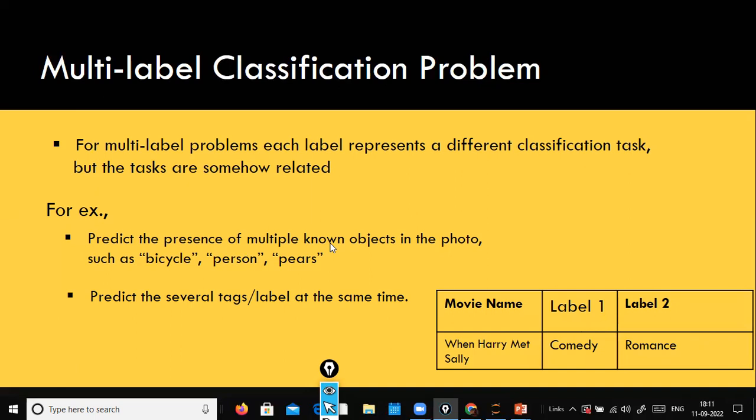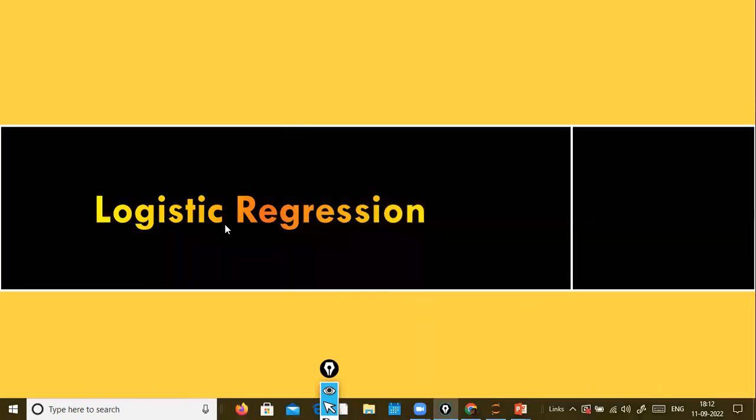It can also predict the presence of multiple known objects in a photo, such as bicycle, person, and so on. Multiple labels are there, so you need to predict multiple objects in the photo. In that kind of situation, the multi-label classification problem plays an important role, predicting several tags or labels at the same time. To start with, we will see how we can solve the binary classification problem using logistic regression.